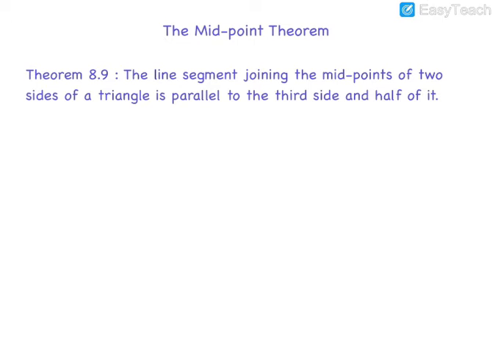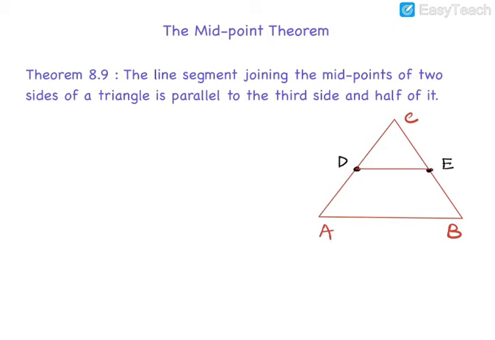So now we have to draw a figure for this statement. We start with what is given, that is a triangle. So consider triangle ABC. In this triangle, we have to mark the midpoints of two sides. So let the midpoint of AC be D and the midpoint of CB be E. The line segment joining the midpoints of two sides, so that line segment is DE.